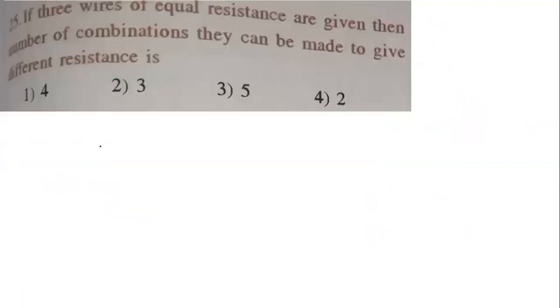Let's see the next question now. If 3 wires of equal resistance are given, then what is the number of combinations they can be made into to give different resistance values? Means we are given 3 resistors, each of the same value, and we need to find the possible number of combinations to get different values of effective resistance.